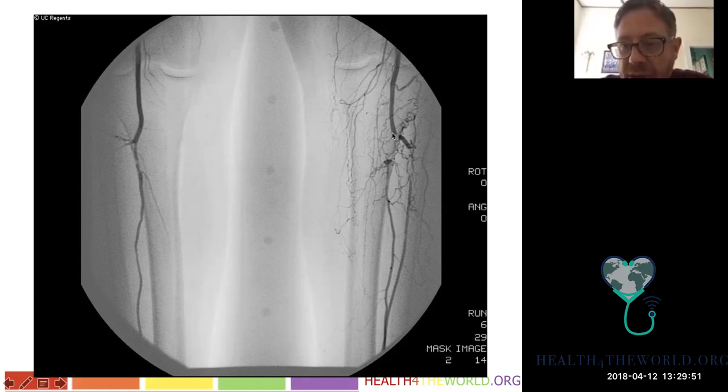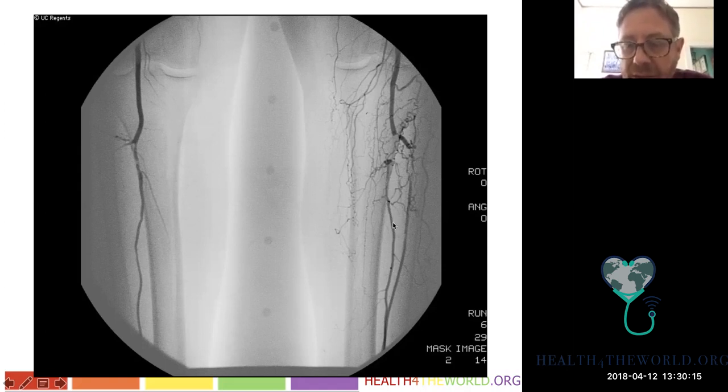popliteal artery. It's giving off, remember that first branch, it's going through the interosseous membrane right here. Here's the tibia, here's the fibula. It's going through the interosseous membrane, so that's the anterior tibial artery. There's a high-grade stenosis. Here's the TP trunk, which is occluded, and the peroneal is the straight down continuation of the TP trunk. Here's the peroneal here.